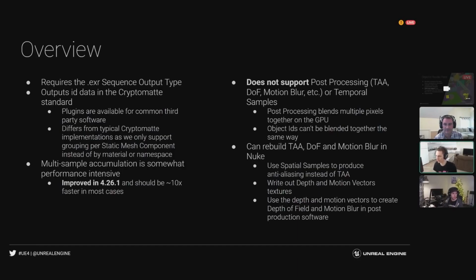But you can rebuild anti-aliasing, depth of field, and motion blur in Nuke if you use spatial samples from the anti-aliasing section. That's going to produce an anti-aliasing pattern that does work with the Cryptomatte. So you do get nicely anti-aliased edges. You can write out the depth and motion vector textures. And then you can use these textures to create depth of field and motion blur in post-production software. And we will be showing you a little bit of how to do that.